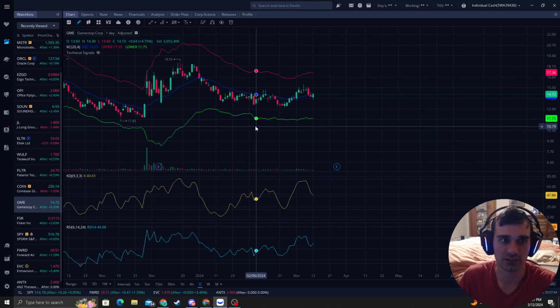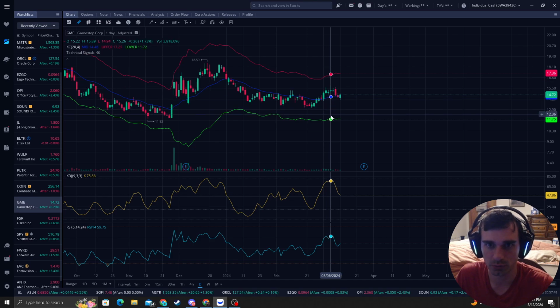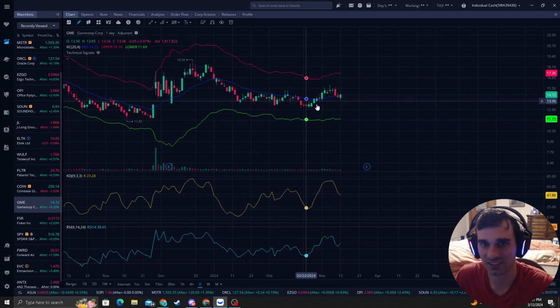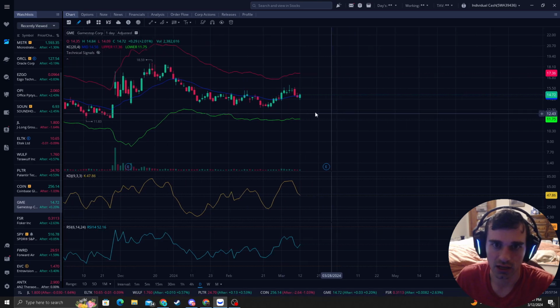I'm going to delete this stuff. So that's what we're looking at. Obviously, the basic support was those lines, basic resistance. This stock isn't doing anything till it's out of that consolidation zone. It's just not.